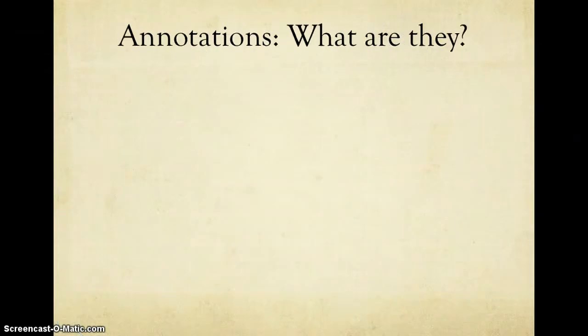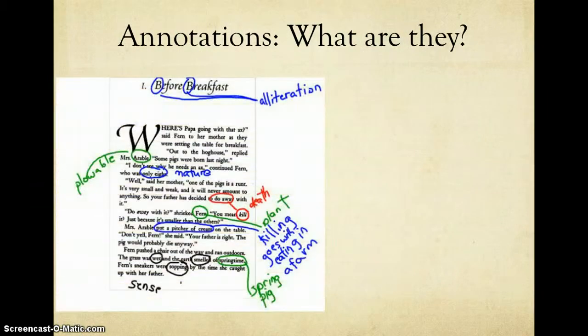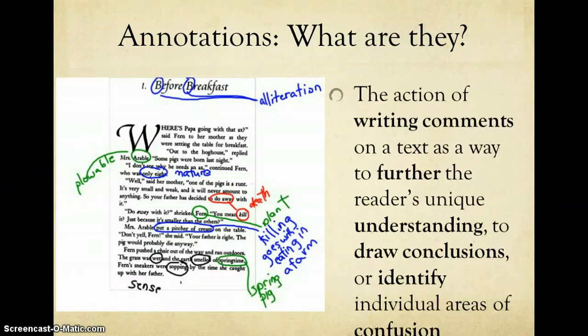Let's first define what annotations are. You've seen them commonly in texts that you read. As you're annotating, you're writing on the text is essentially what it is. You're interacting with the text you have in front of you. And as you see here, it results in a lot of your own words and thoughts being expressed on the text. The definition that we're going to use for our purposes is that annotations are the act of writing comments on a text as a way to do three things.